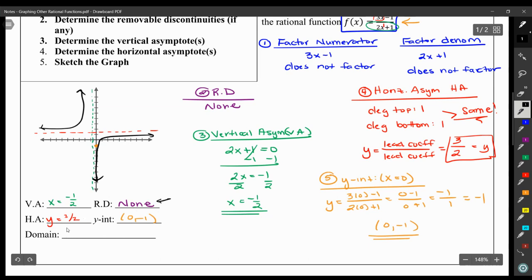Finally, let's do domain. So we have all the x's such that x is an element of all real numbers, but x is not allowed to be equal to... So let's see, which x's do I not have? That's my vertical asymptote. So I am not allowed to be negative 1/2. I can be every other x except for negative 1/2.